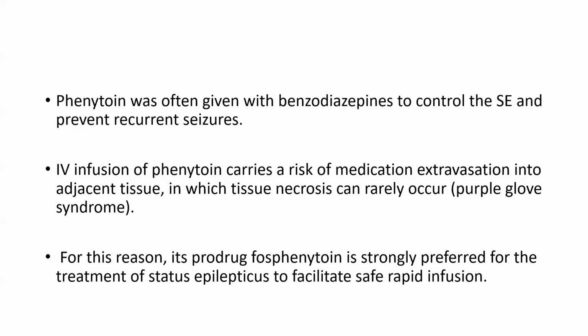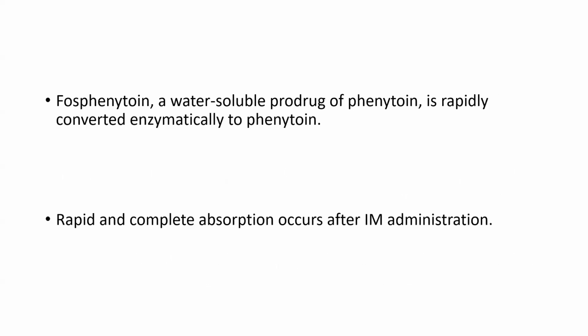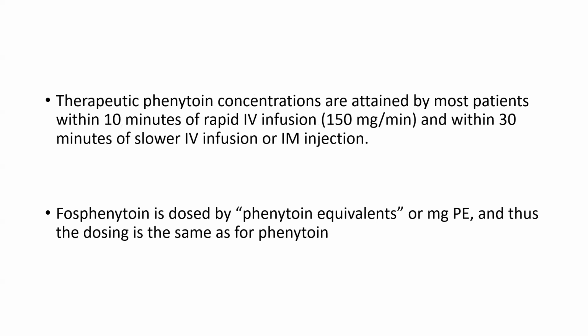Phenytoin was often given with a benzodiazepine to control status epilepticus and prevent recurrence of seizure. Now, IV infusion of phenytoin carries the risk of extravasation into adjacent tissues, in which tissue necrosis can rarely occur. This syndrome is known as purple glove syndrome. For this reason, the prodrug fosphenytoin is strongly preferred for treatment of status epilepticus to facilitate safe, rapid infusion. Fosphenytoin is the water-soluble prodrug of phenytoin and is rapidly converted enzymatically to phenytoin. Rapid and complete absorption occurs after IM administration.